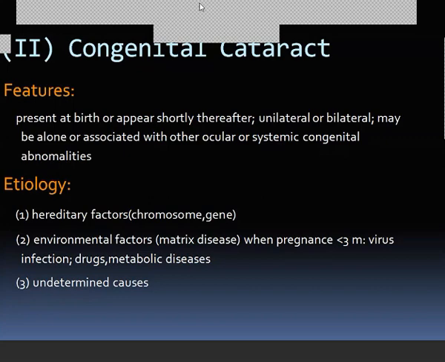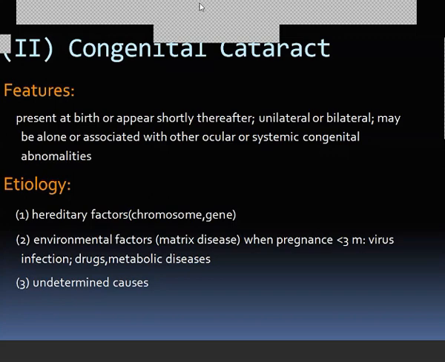Okay, congenital cataract. Then what are the features? It is present at birth, and shortly after birth the baby develops cataract, and it may be unilateral or bilateral.